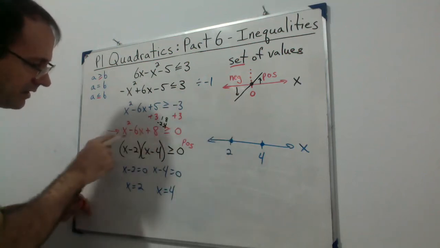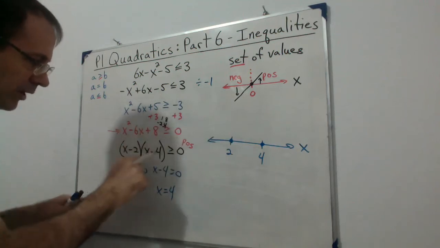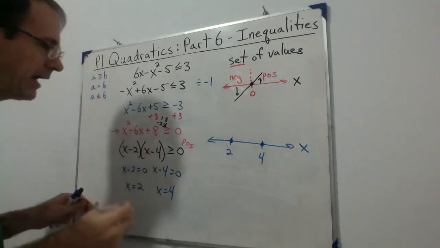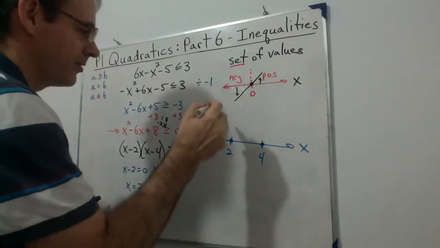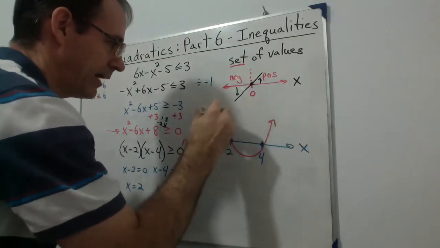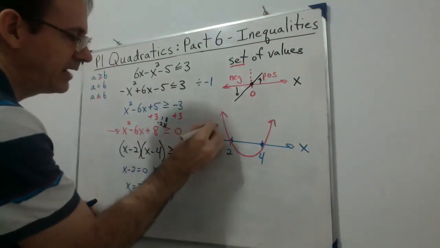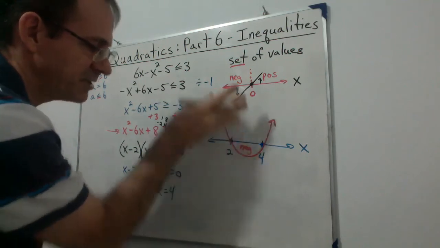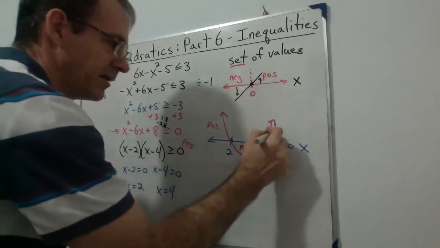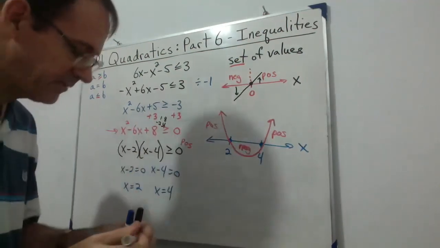So this here is what we're looking at. This is what we factored. So this is a positive x squared, so this graph should be going like this. You can see here's the positive section, here's the negative section because it's below the x-axis, above the x-axis is our positive section. This wants the positive section.